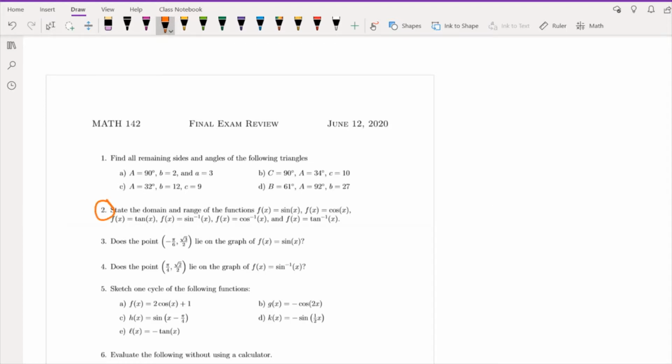So number 2 is just asking you to say, what is the domain and what is the range of these different functions? So why am I asking this question? It's basically because I really want to make sure that you understand kind of how these functions work, how trig functions work. You know, what kind of things are you plugging in and what kind of things are coming out?